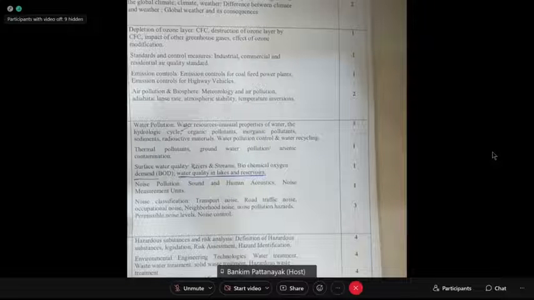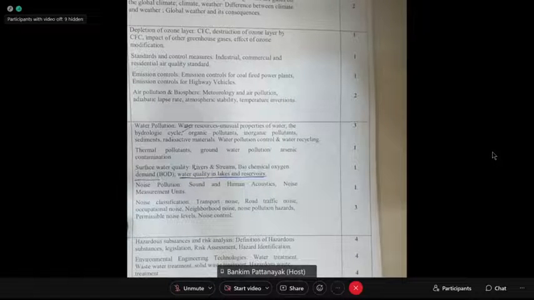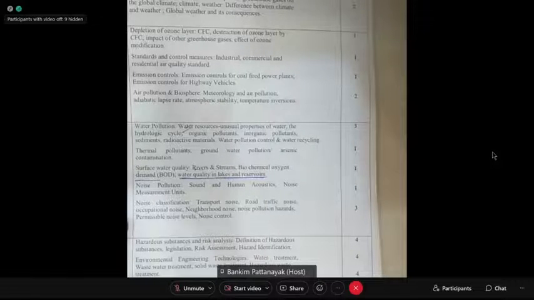Therefore, it also endangers the species which live in the rivers. Okay, so that is the thermal pollution.